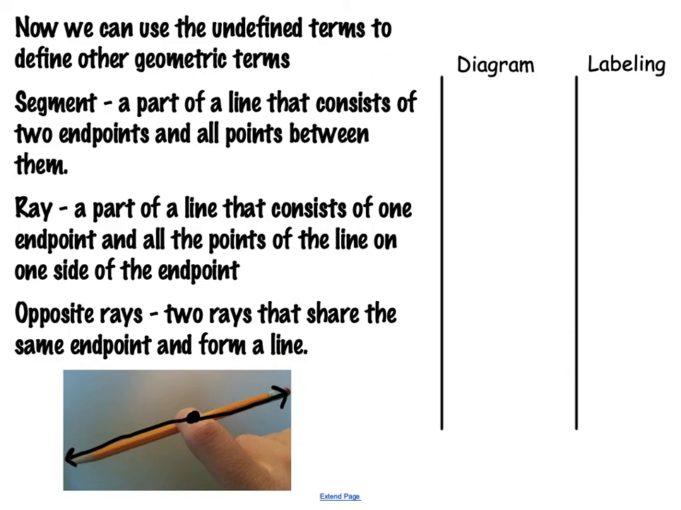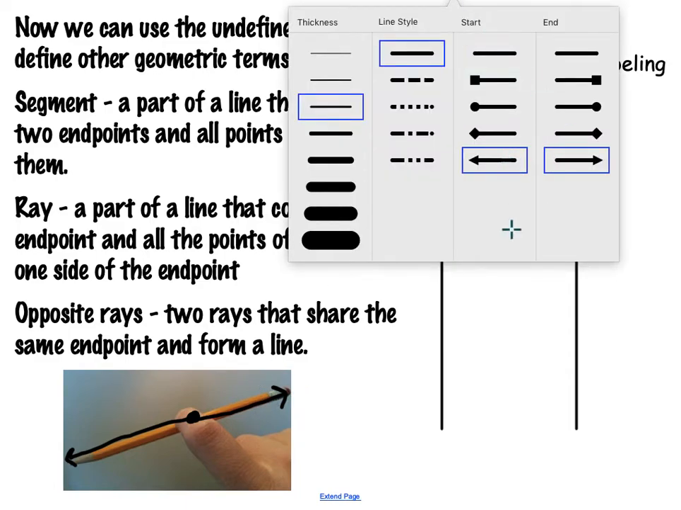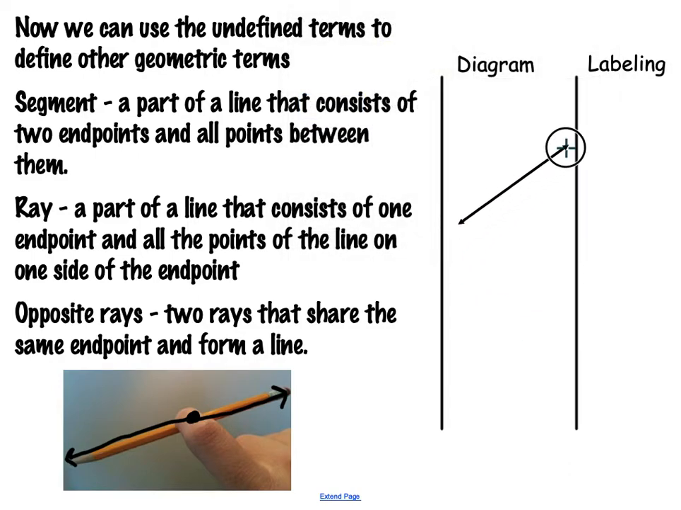So let's take a look at how that diagram might look like. So I'm going to start with a line, because opposite rays form a line. I'm going to give you 3 different examples here. So I'm going to put my finger anywhere in this line, right? And let's say that's point A.